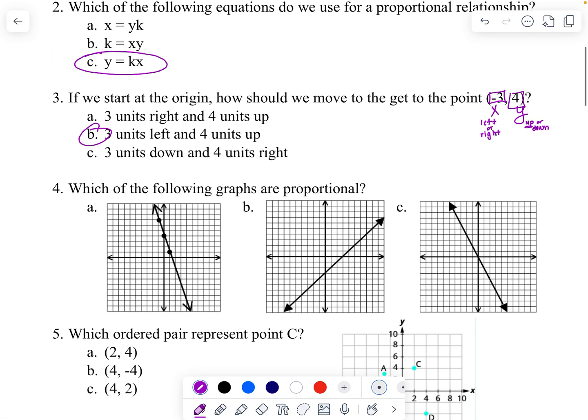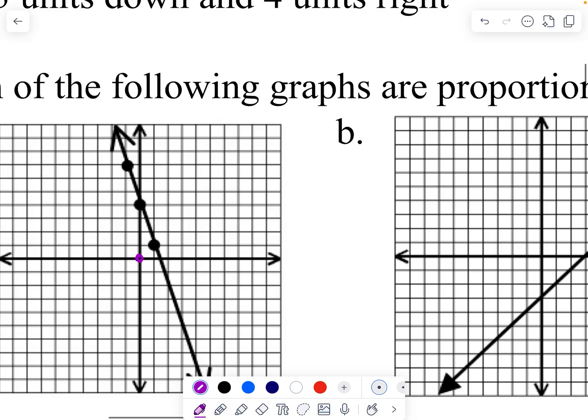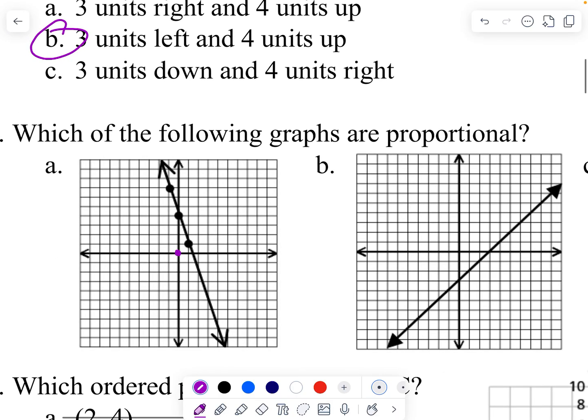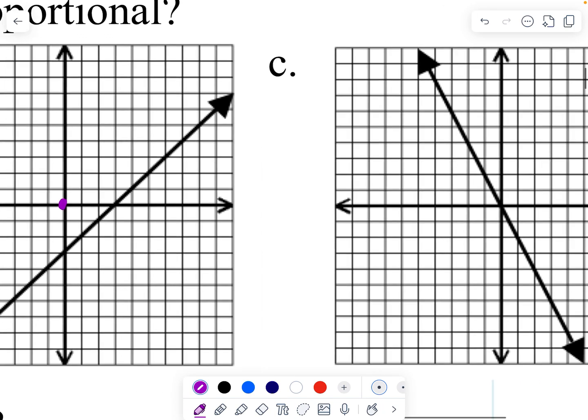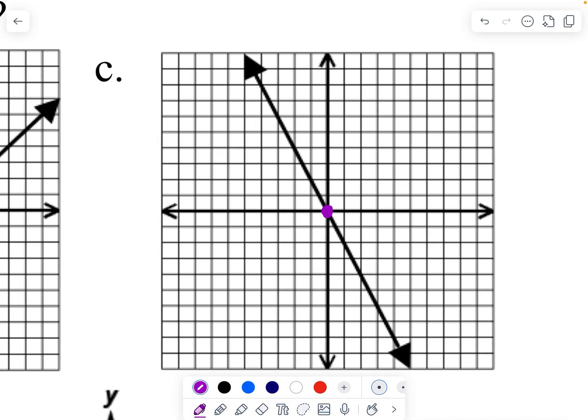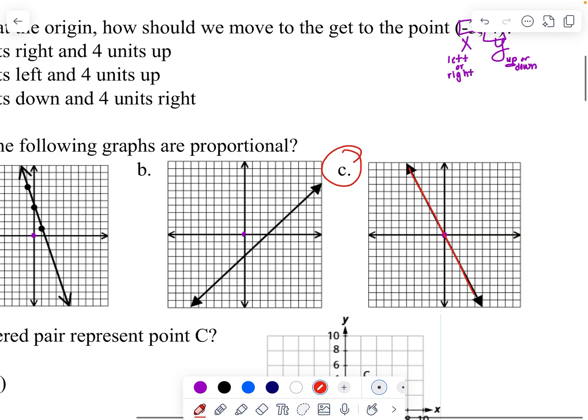Okay, number 4 just wants to know which of the following graphs are proportional. So you have to make sure you remember that a proportional graph has to pass 2 things. 1, it has to be a straight line, which it looks like all of these are. And then 2, it needs to also go through the origin, which is right here in the middle. So as I can see with this graph, it does not touch that point. This one also does not touch that point, but this graph, in fact, does, because if this is the line, it goes right through that purple circle. So that would be choice C.